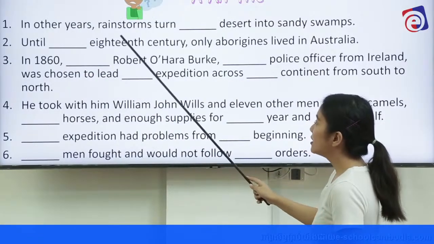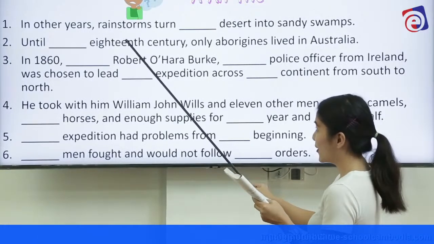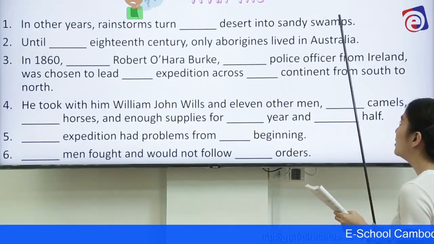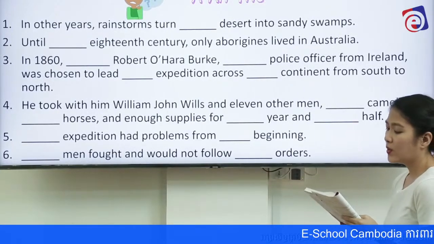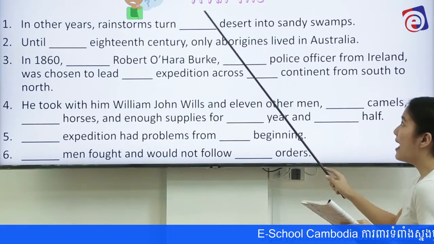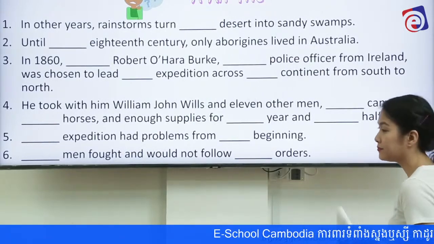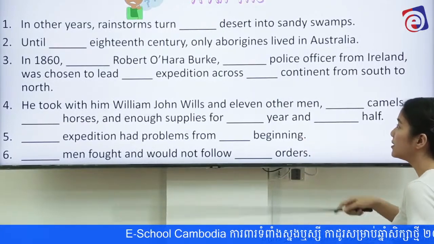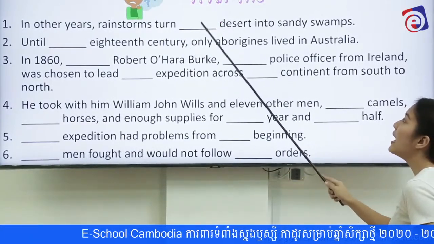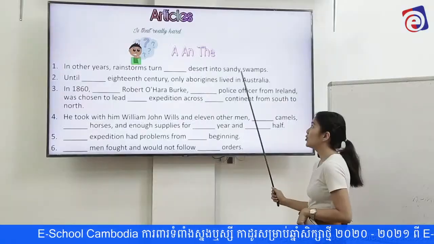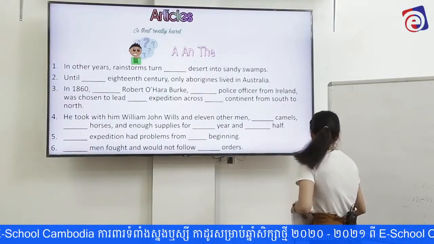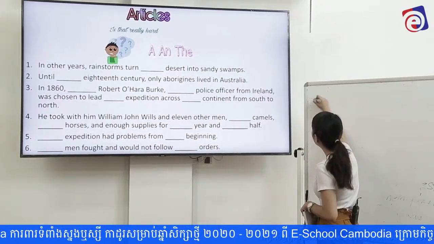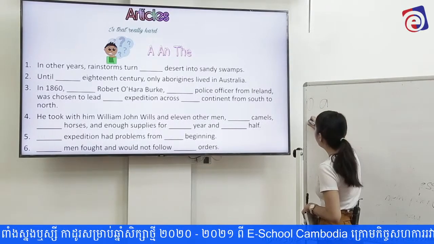In other years, rainstorms turn blank desert into sandy swamps. So what do you think is the answer? A, an, or the? In other years, rainstorms turn a desert into sandy swamps. So that's the answer. Answer for number 1 is a. Number 2.